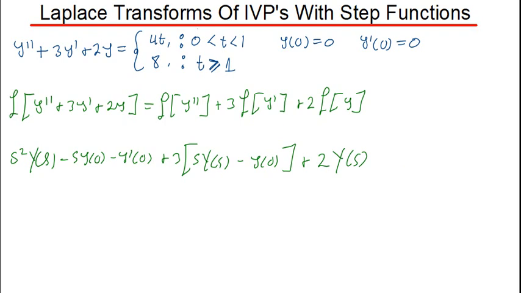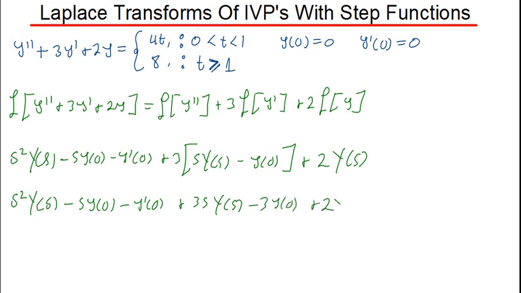So for this part, this is just going to be s squared Y of s minus s y of 0 minus y prime of 0 plus 3s Y of s minus 3 y of 0 plus 2 Y of s. Looking at the initial conditions I'm given here, y of 0 is 0 and y prime of 0 is also 0. So you get 0 here, 0 there, and 0 there.